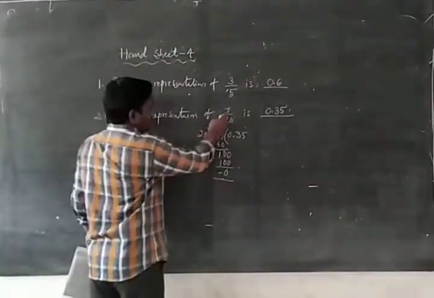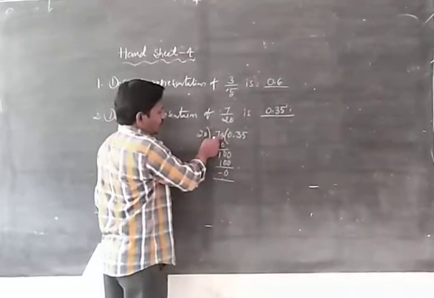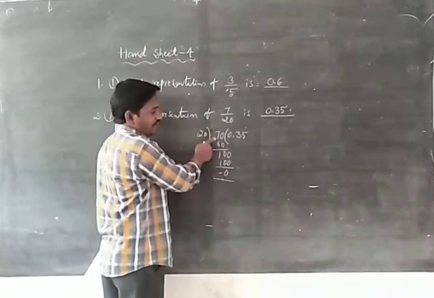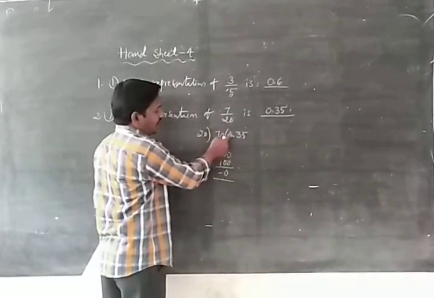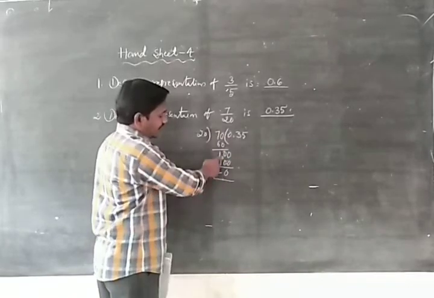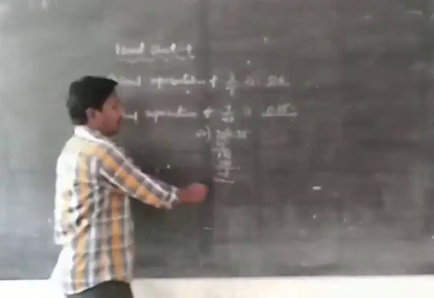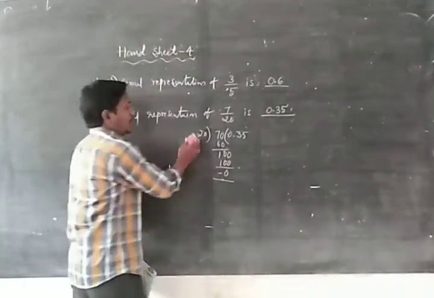7 is divided by 20. So 20 doesn't cancel in 7. We have to write a point and write 0. Continue the division until we get 0 as a remainder.